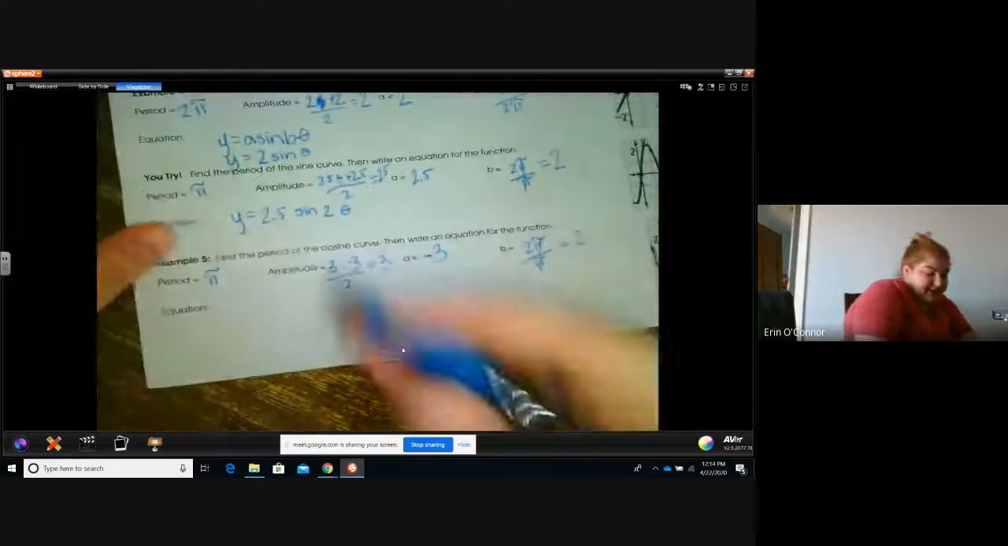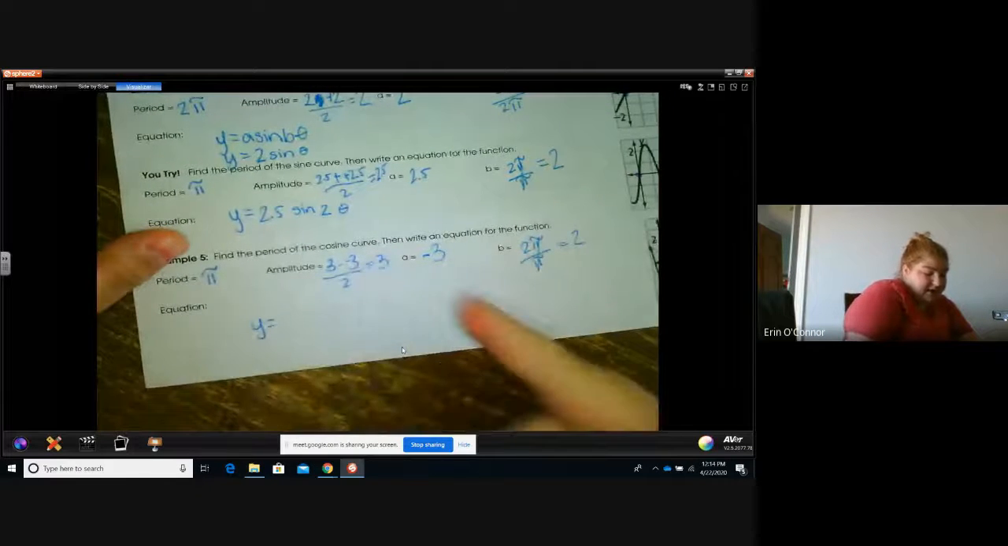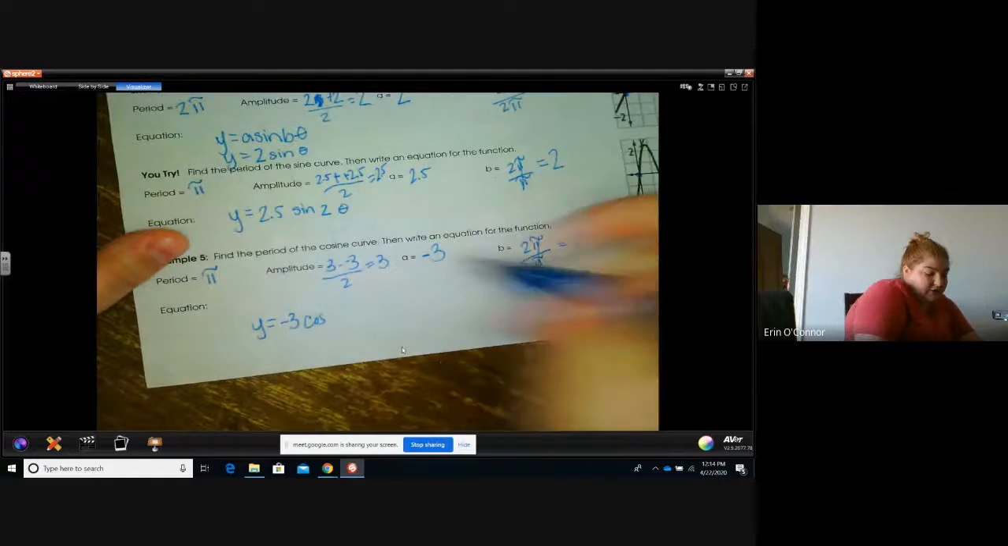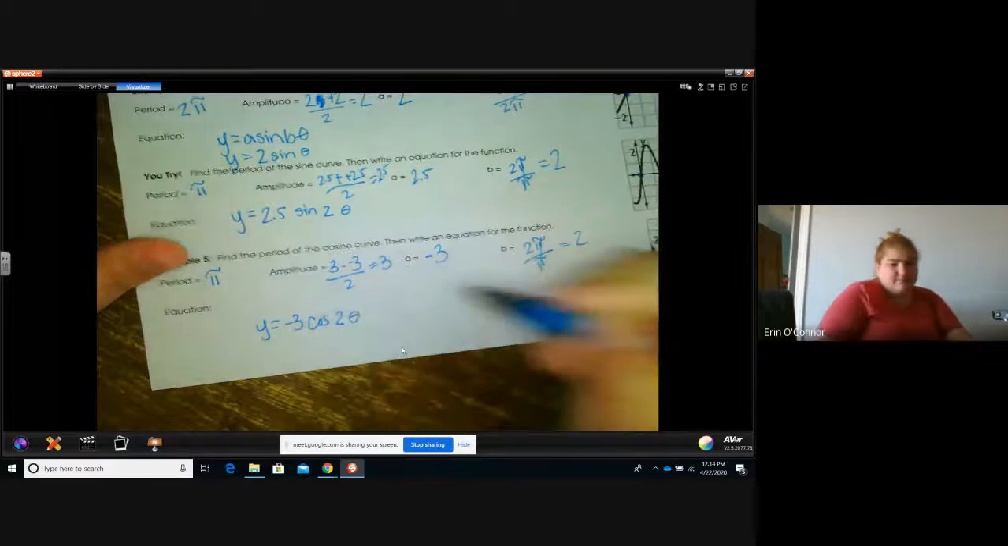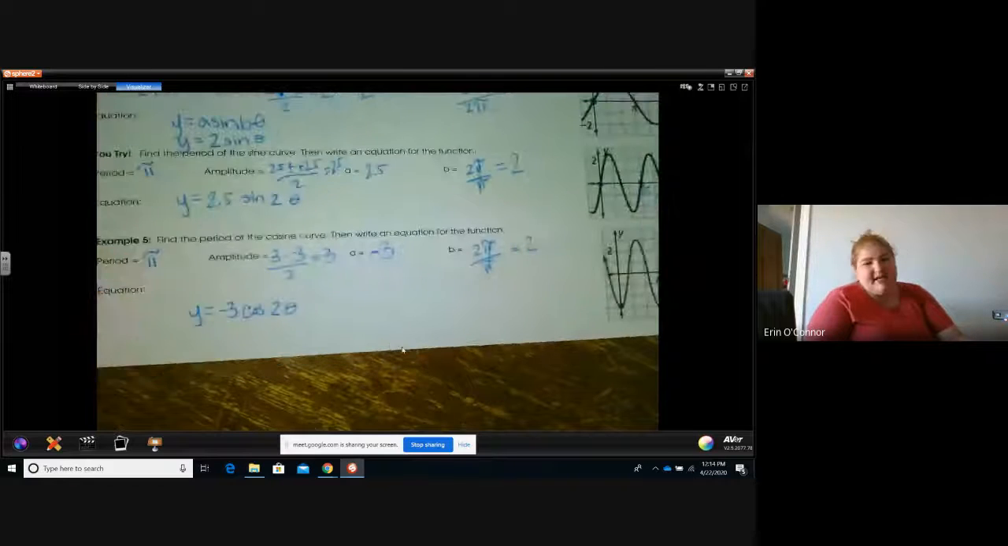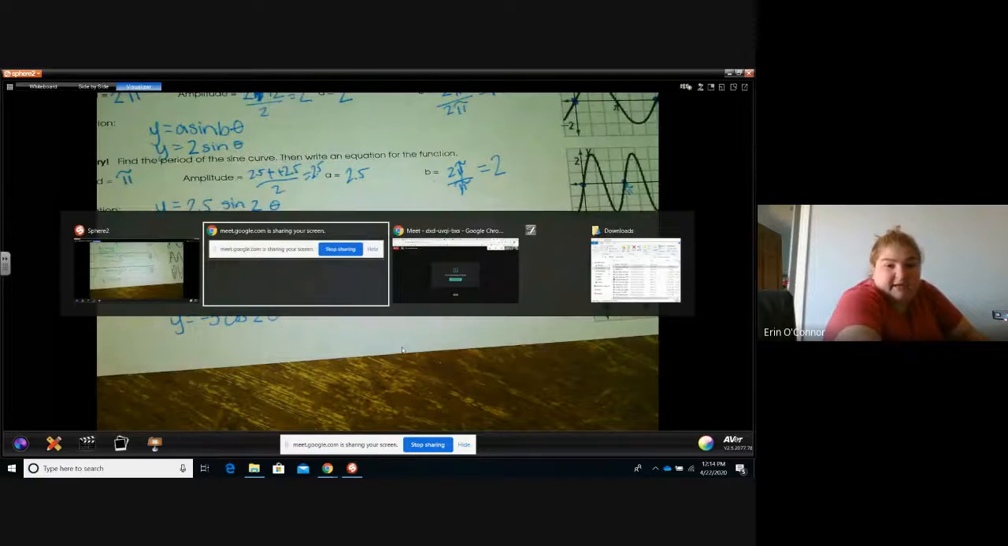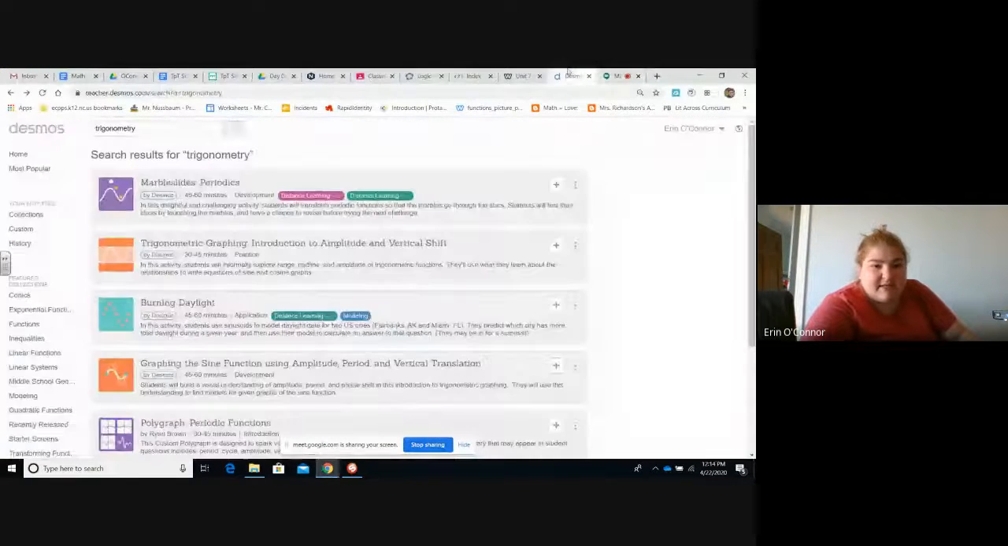So as we fill this out, this time we're doing cosine. Y equals -3 cosine 2 theta. And again, sometimes you're going to see that as an x instead.